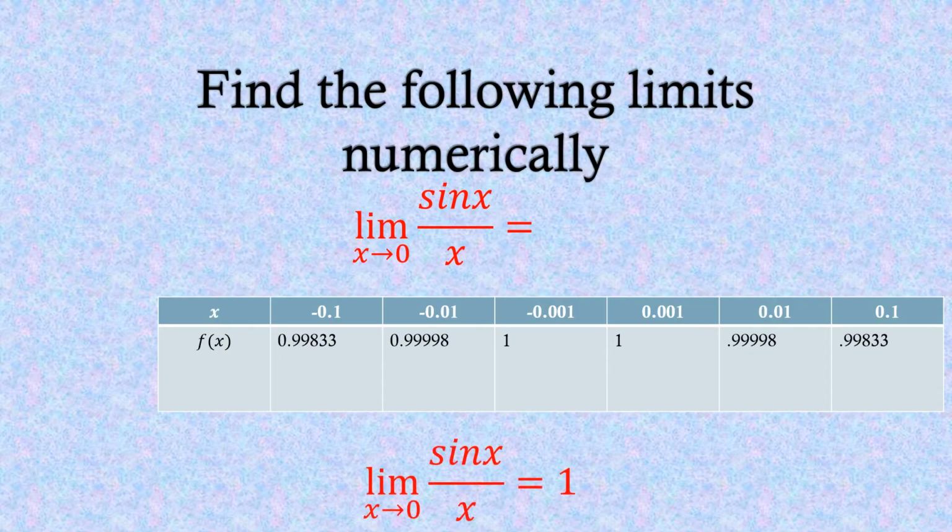I'm using this new table, so please bear with me. And so we can say that the limit as x approaches 0 of sine x over x is 1. I want you to memorize this because it comes up later. What happened was, as our x values got closer and closer to 0, our y values got closer and closer to 1.